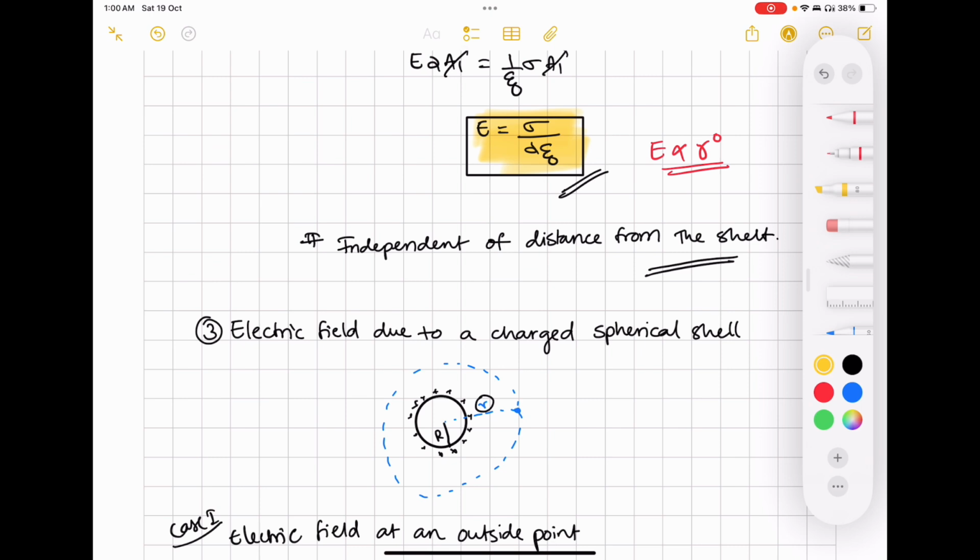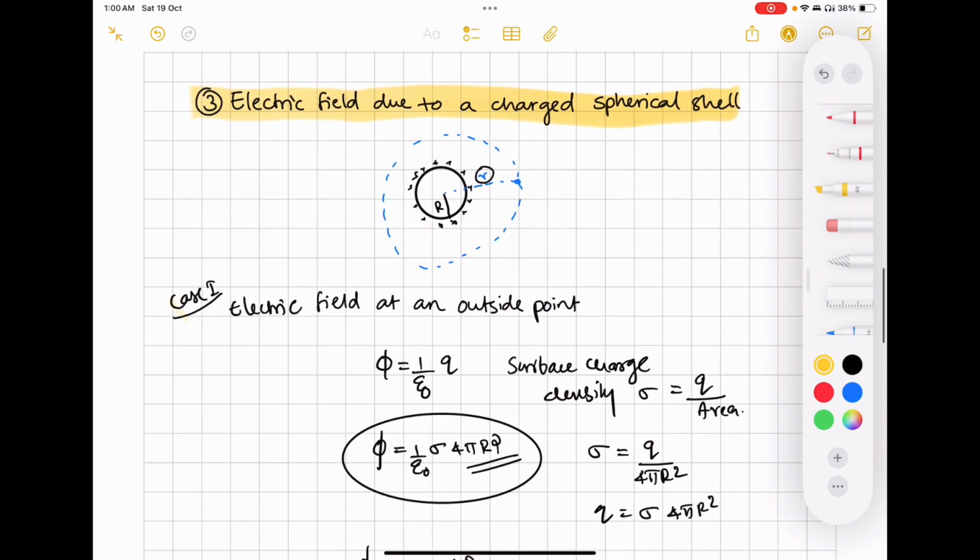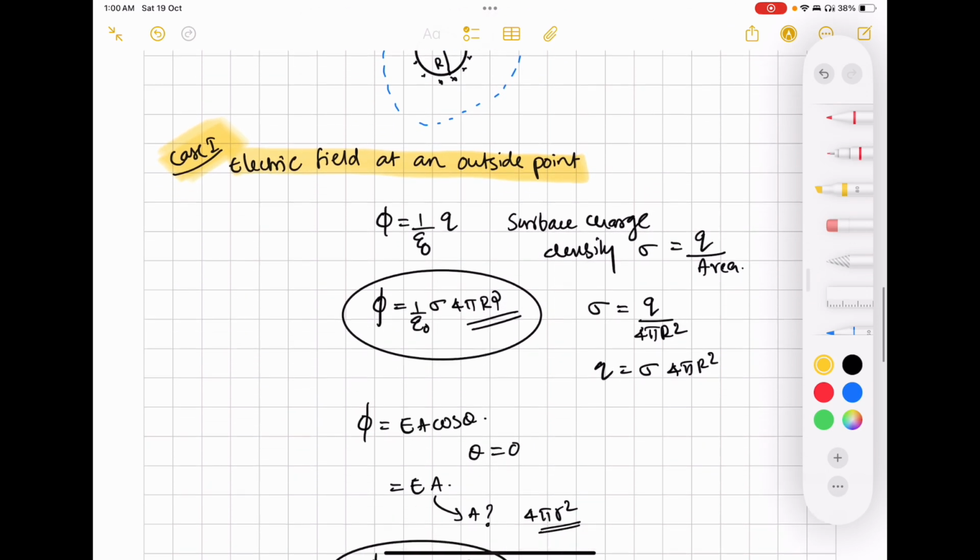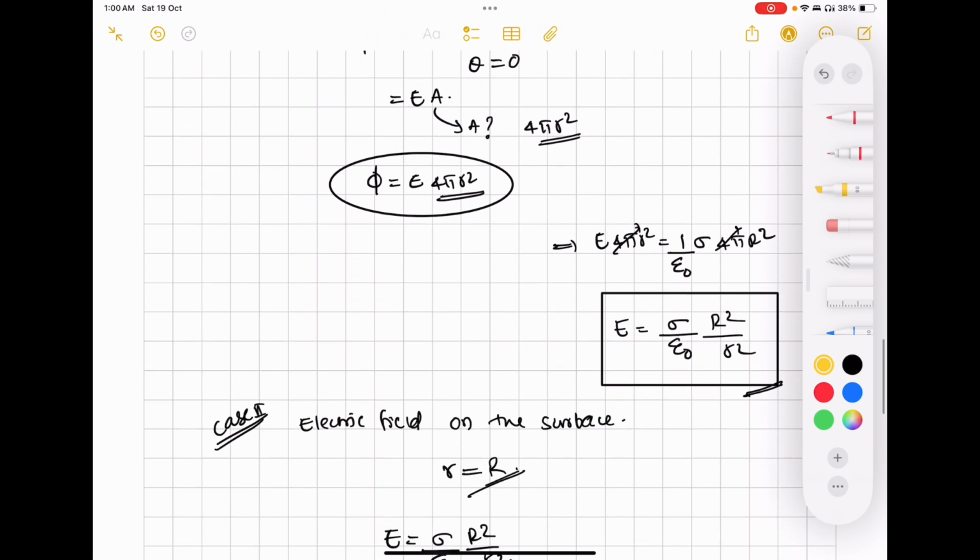Next, we have studied electric field due to a charged spherical shell. Here we have three cases. In case 1, we have studied electric field outside the shell. We got the electric field outside the shell as E is equal to sigma by epsilon 0 times R square by r square. So here we have observed that the electric field due to a shell is inversely proportional to the square of the distance from the center of the shell.